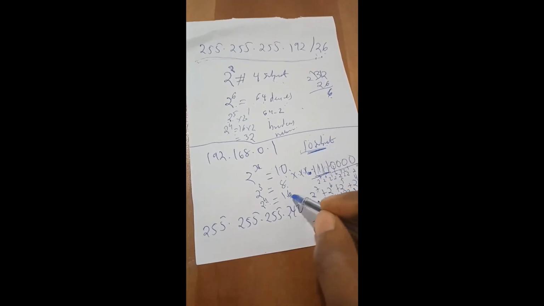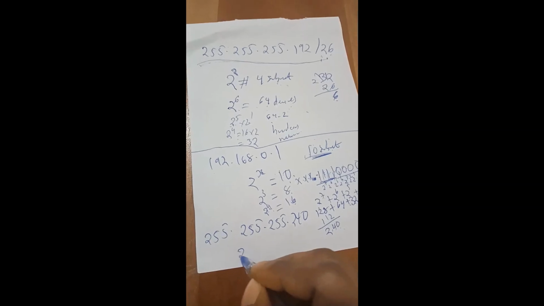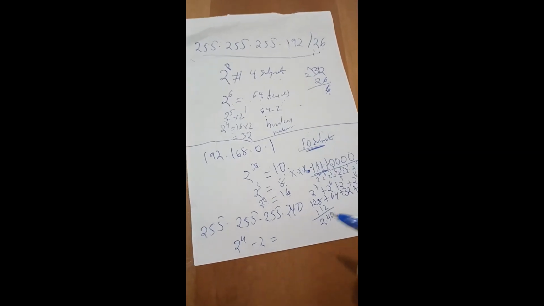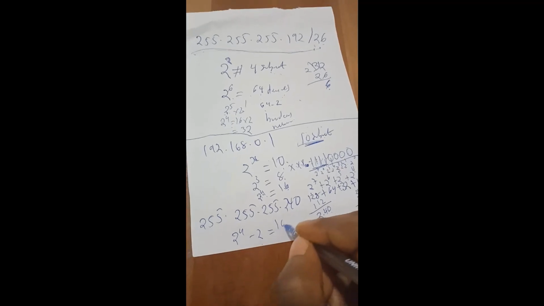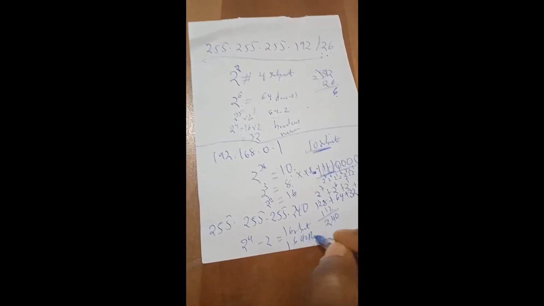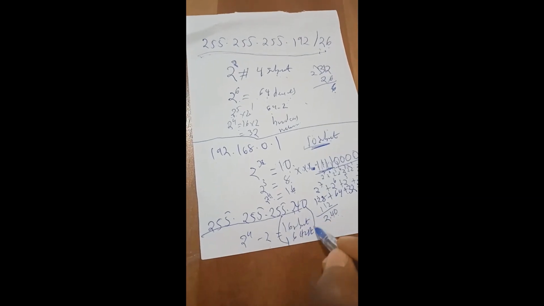And the number of hosts from what we've done is going to be 2 to the power 4 minus 2. So it's literally going to be the same: 16 subnets, and 16 hosts, less the 2 reserved. So this is the calculation for the number of subnets and hosts.